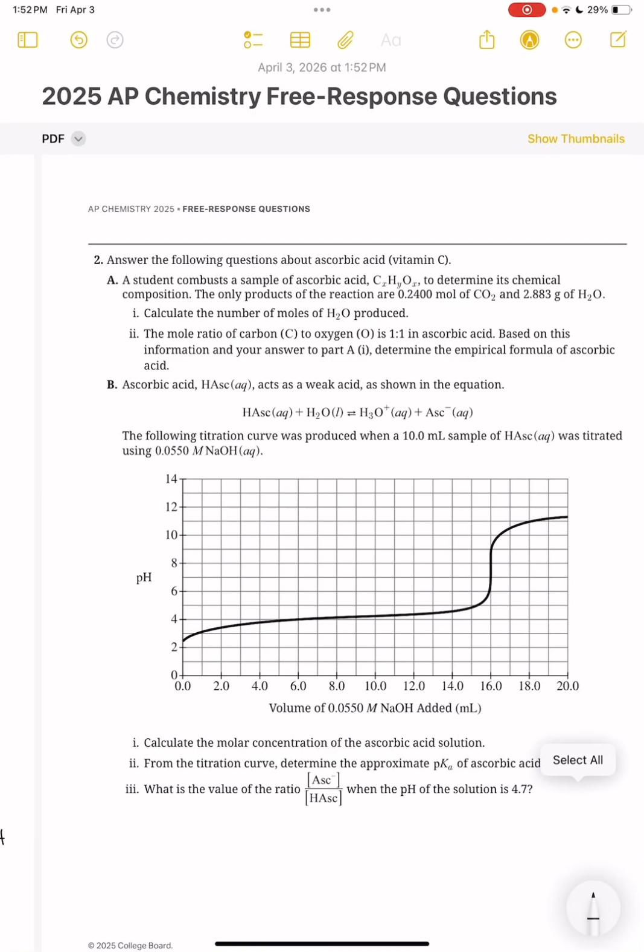Hello, so this is the second FRQ from the AP Chem exam in 2025. This first part asks to calculate the moles. If it's 2.883 grams, you can just divide it by 18.02. This is the molar mass of water.